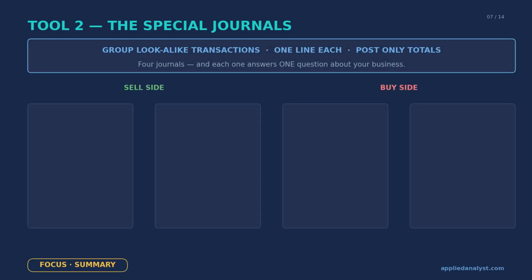Tool 2. Special journals. Instead of writing a full entry for every transaction, you group transactions that look alike, record each on a single line, and post only the totals at month end. Most businesses run 4, and each one answers one question about your business.